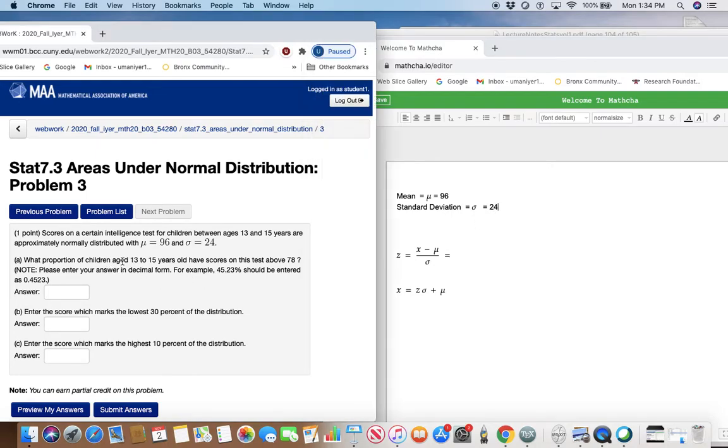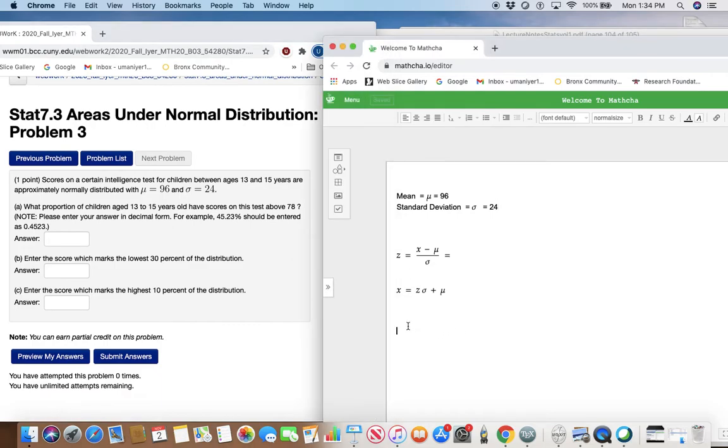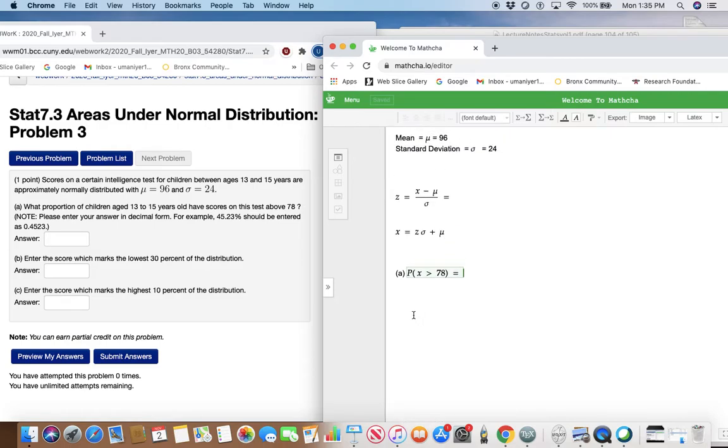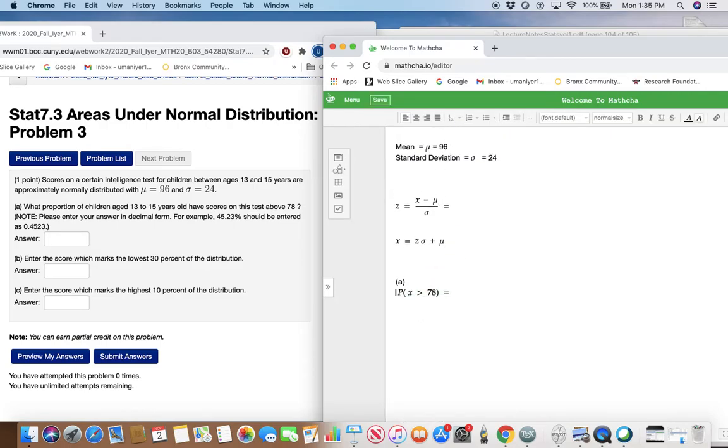What proportion of children aged 13 to 15 years old have scores on this test above 78? Okay, so you want a proportion, or first the probability x greater than 78. This is what they are asking for. All right, so you need to convert this to, let's see, let me write it here. So you need the standard score greater than what?